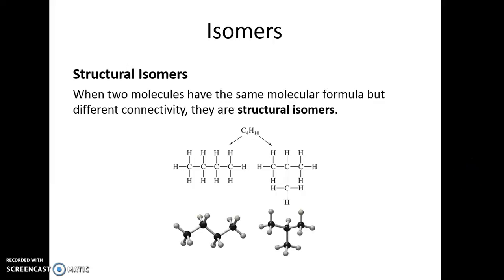We've already looked at structural isomers, but let's just review what we have there. When you have two molecules that have the same molecular formula, but they're connected differently, they're called structural isomers or constitutional isomers. So if I look at butane here, you can see it's 4 carbons, 10 hydrogens. What about this compound? Well, this is 2-methylpropane. 4 carbons, 10 hydrogens. They are structural isomers.